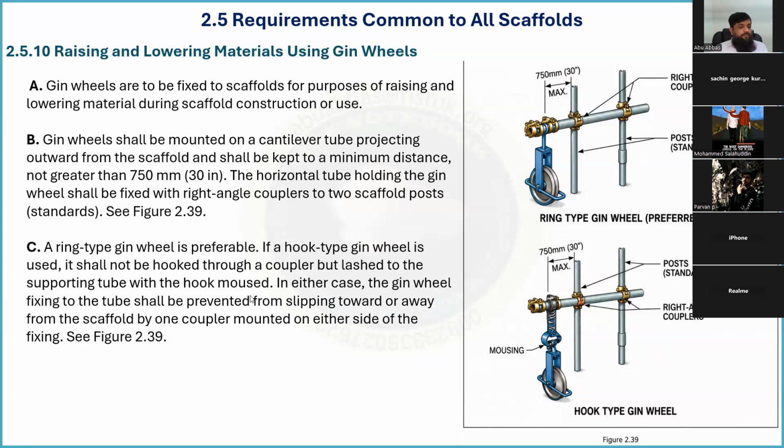What we will do, it shall not be hooked through a coupler, but lashed to supporting tube with the hook moused or moosed, whatever you can pronounce it. हुक की माउसिंग, ये एक इंटरव्यू में बहुत पुरानी बात है. लैशिंग, वो थ्रोट में जो होती है, सेफ्टी लैच. The PMD question was, what if the safety latch is not there?